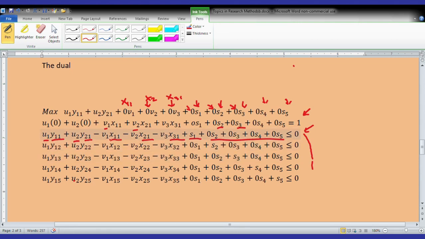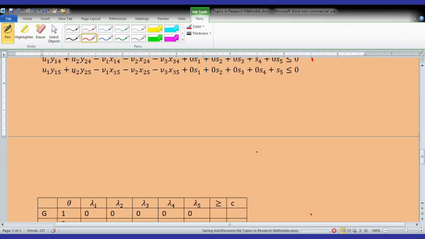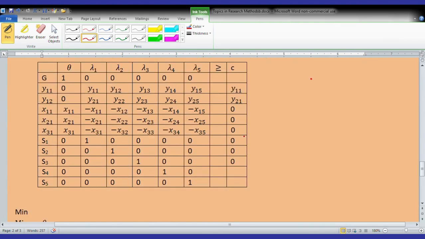The thing that you need to keep in mind is that because v1 is our variable, the coefficient actually is minus x11. v2 is our variable, the coefficient actually is equal to minus x21 and so on. So this is the system that is to be used then to write the table that we had seen earlier, and this is what I have done.